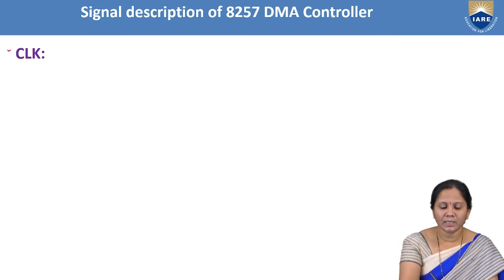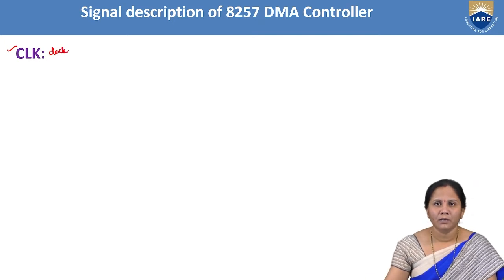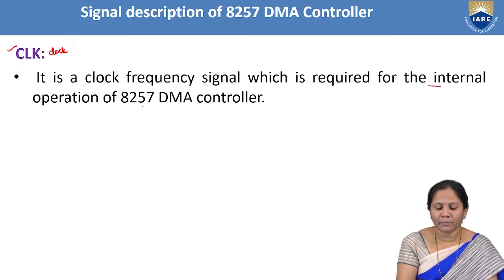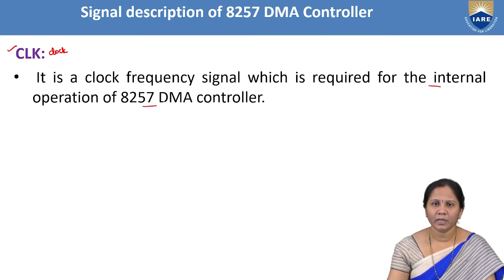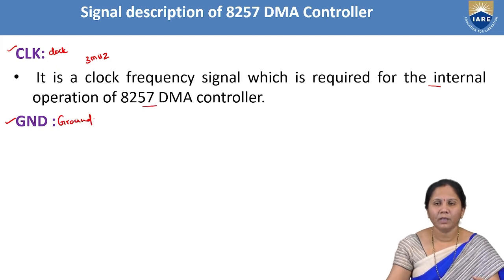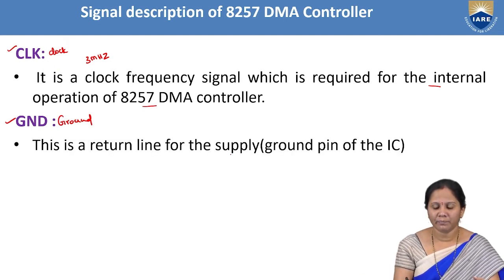And the next signal is CLK, which represents the clock signal. This signal is mainly required for the internal operation of the 8257 DMA controller. All the blocks available in the DMA controller need this clock signal in order to synchronize them. The maximum clock frequency required for this 8257 DMA controller is 3 MHz. The next one is the ground pin. The ground signal is the supply ground for this 8257 IC.